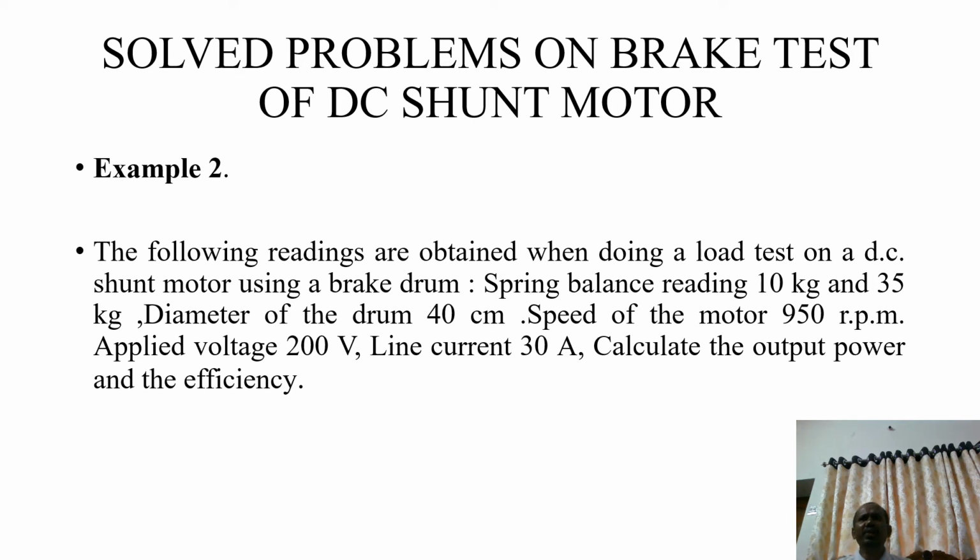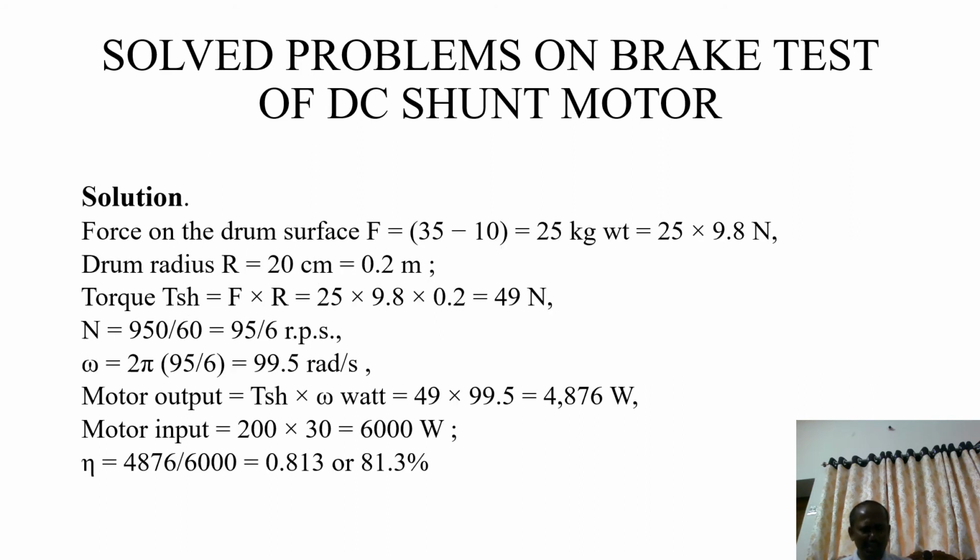So here you can note the readings when you are conducting these tests, that is W1 and W2, which are given as 10 kg and 35 kg. Diameter of the drum is also given, 40 centimeters. So R is equal to D by 2, 40 by 2 means 20 centimeters, convert this into meters. Speed of the motor is also given, 950 rpm. The applied voltage is 200 volt, line current is 30 ampere. Calculate the output power and the efficiency. Let us see the solution.